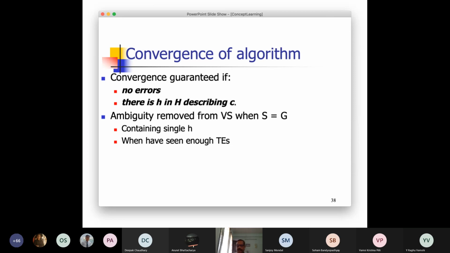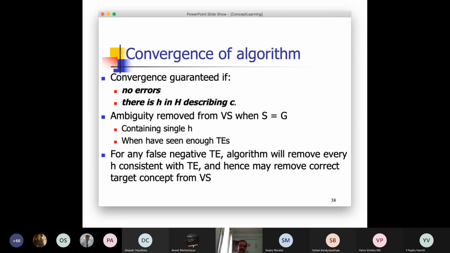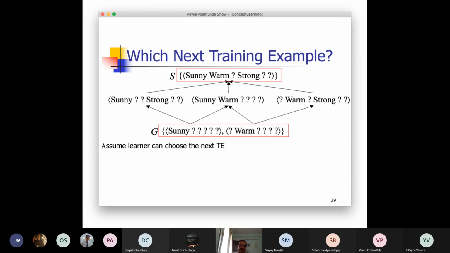Now, when these two boundaries coalesce, both the generalization and specialization boundaries become the same. So you get a single hypothesis, or a set of hypotheses, which are both most specialized and most general. I think we should get a single hypothesis in that case. So this is what we have considered.